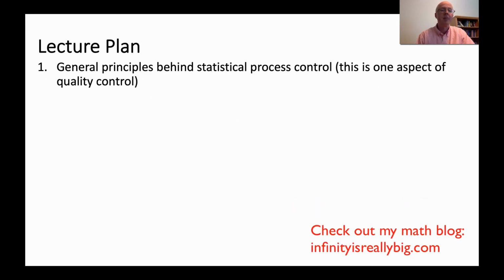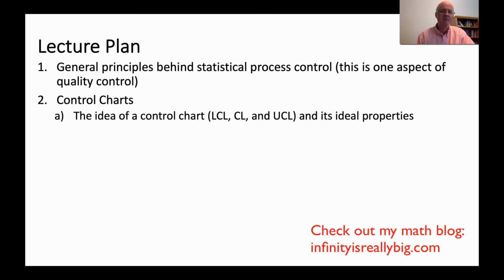Here's the lecture plan. So first, we'll look at general principles behind statistical process control. Again, this is one aspect of quality control. We'll look at, in particular, control charts. We'll start with the main idea of a control chart and three special lines in the chart, the LCL, the CL, and the UCL. The LCL stands for lower control limit. The UCL at the top stands for upper control limit, and the CL is in the middle. It doesn't stand for control limit, it stands for center line, even though it's not actually always in the center.